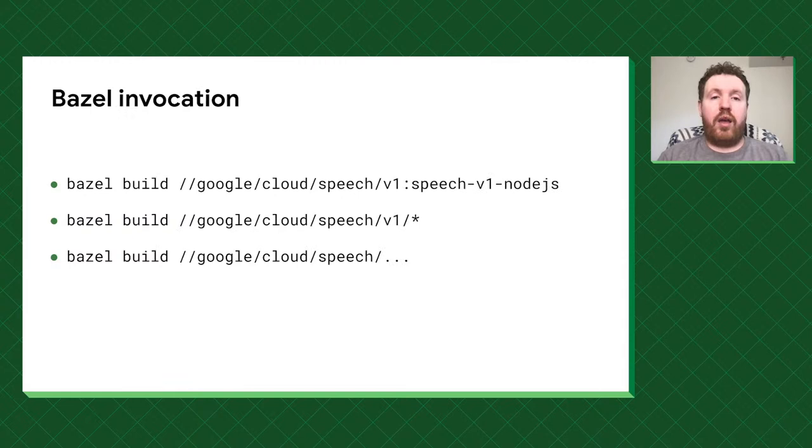Engineers can either build a specific target, like build a speech API client library for Node.js, like the first line here, or they could use the star syntax or a triple dot syntax to build multiple client libraries for multiple APIs. That's what we normally do in our continuous integration tasks.